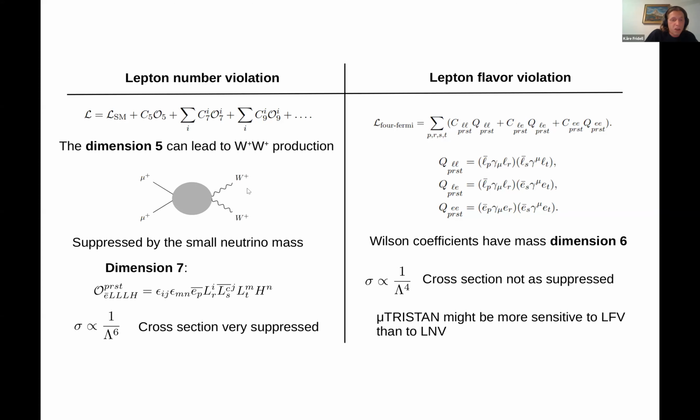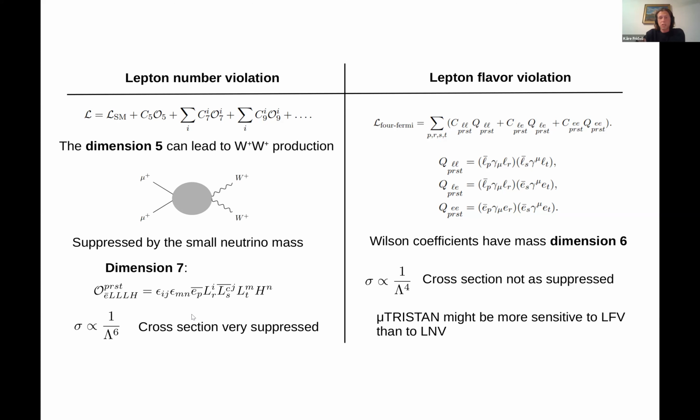But there are other lepton number violating processes we could look at, such as, for example, the dimension 7 operators, which don't necessarily have to be exactly proportional to the neutrino mass. However, again, as we saw earlier, these kinds of processes are suppressed by 6 orders of magnitude of the new physics scale because they come from dimension 7 operators.